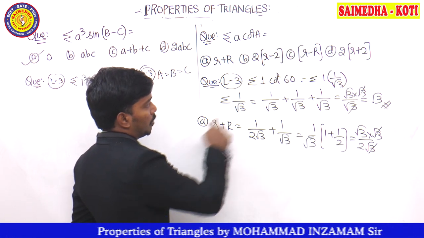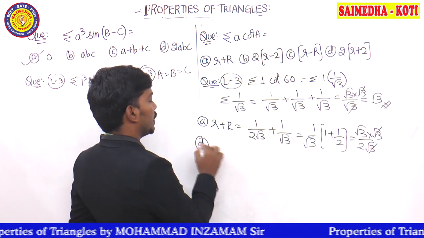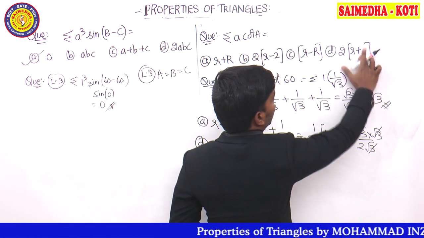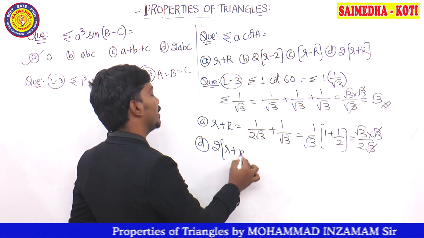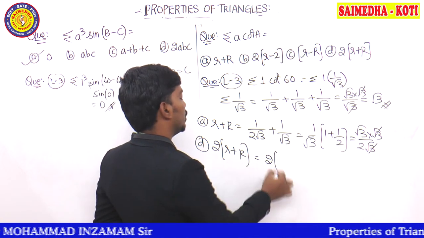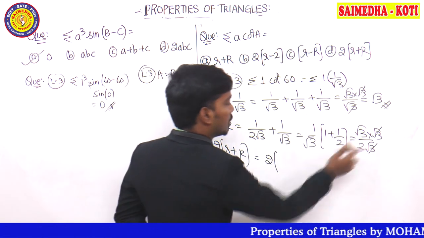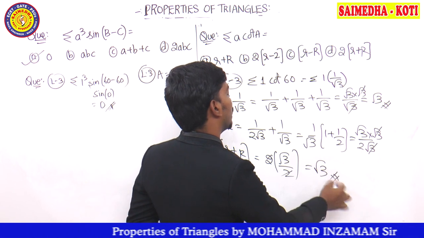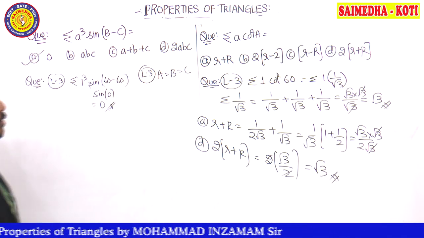Observe here, option D, it must be 2 into r plus R, guys. If you see the 2 into r plus R option, you can find that r plus R is how much? Root 3 by 2. So this 2 gets cancelled. What is the answer now? Root 3 is your answer. Pause the video to note it down.